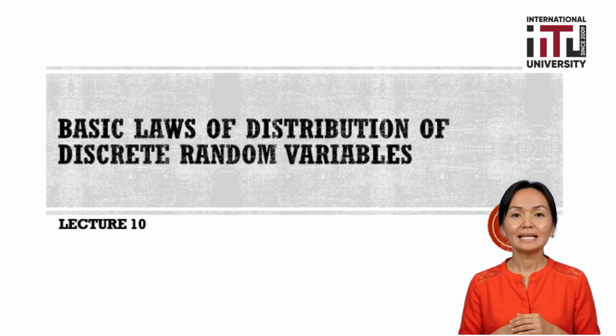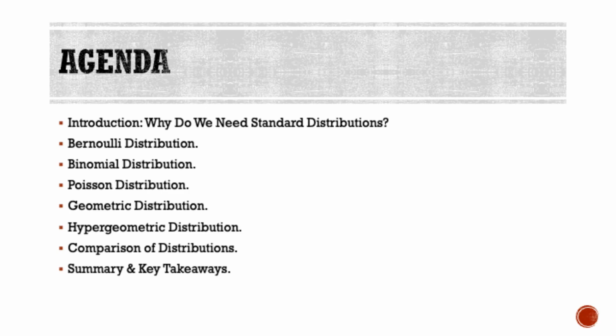Today we'll explore the basic laws of distribution of discrete random variables, the most important discrete distributions used in probability theory. Here's what we'll cover today. We'll start with why we need standard distributions, then cover 5 key distributions: Bernoulli, binomial, Poisson, geometric, and hypergeometric. We'll compare them and summarize when to use each one.